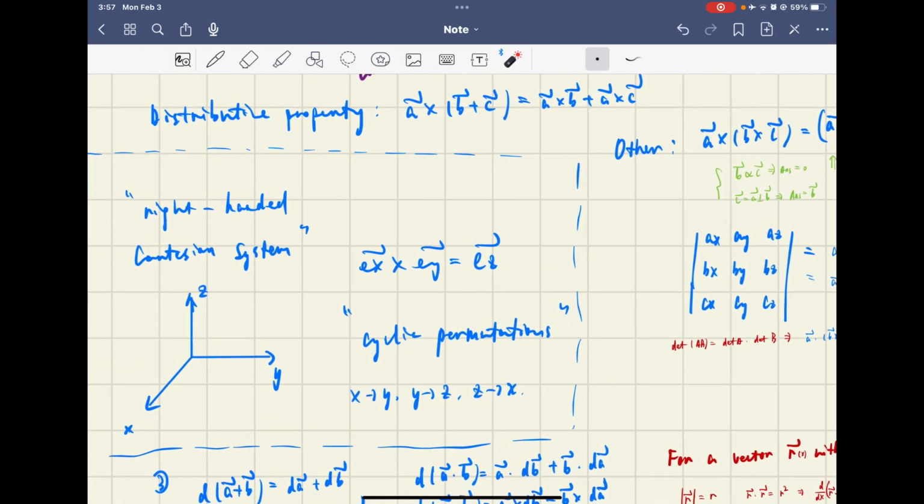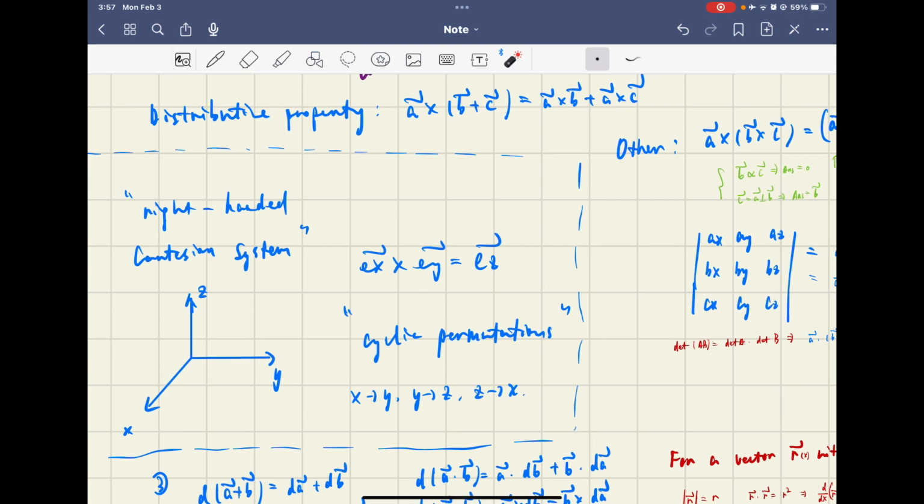I'll introduce what cyclic is here. All these properties we talked about are under the right-handed Cartesian system, which has the x, y, z axes put in this kind of sequence, x y z, not some other weird ordering. It just follows this order.